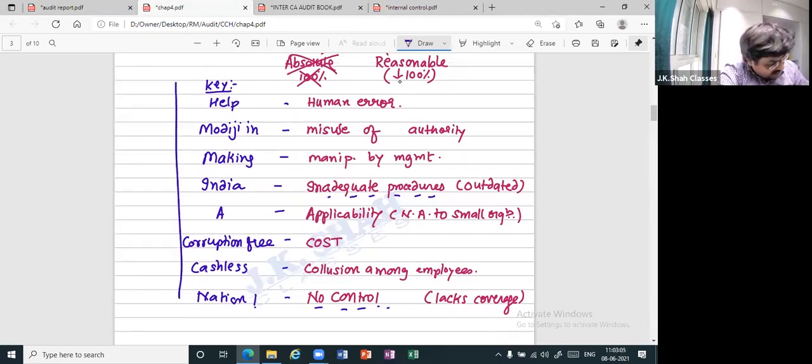In the question you write down, inherent limitations of internal control. And thereafter key and answer like this. It's not necessary to leave a line. I have just written so that ultimately it does not become too clumsy. You write anyways, it's clumsy.